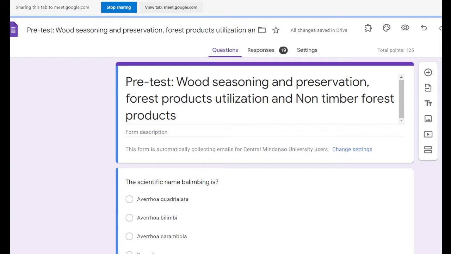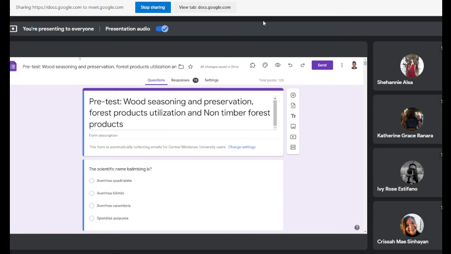Sige, mag-start na ta. Ready na mo? Isa ganing na adri. Ready na mo? Si Honey, Erica, then Catherine, Regine, then Ivy, Pelazar, and then Pisamay. So, ready na mo ha? Start na ta ha?